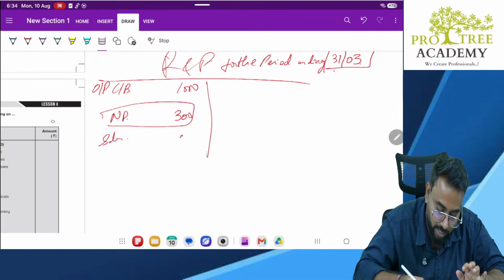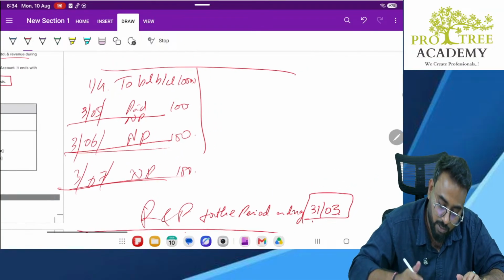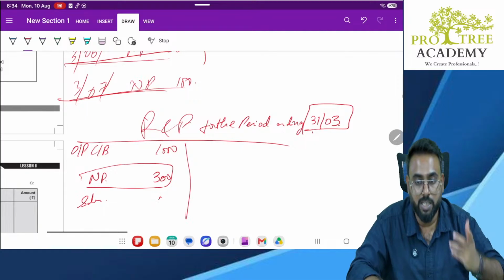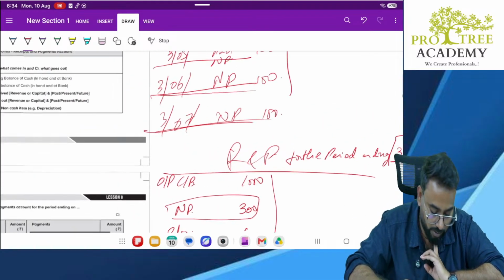Actually, I'm showing on the wrong side. Here also I'm showing on the wrong side. Your payments will come here, your receipts will come here, but I'm just giving you an example. It gets clubbed, it gets summarized. Clear? Okay.